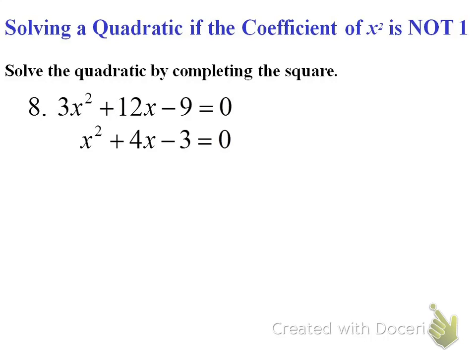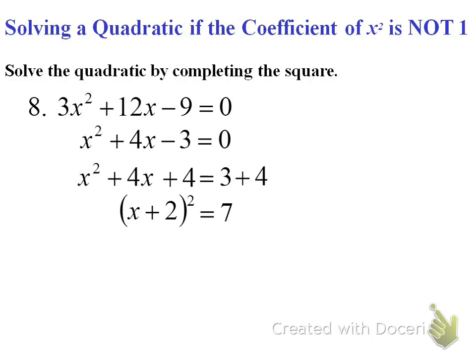Next step. Yeah, first you have to add 3. Then you were right. We want to divide 4 by 2, and then we want to square it. Yeah, plus 4 and plus 4. How does the left side factor? X plus 2 squared. And on the right side, we just have a 7.